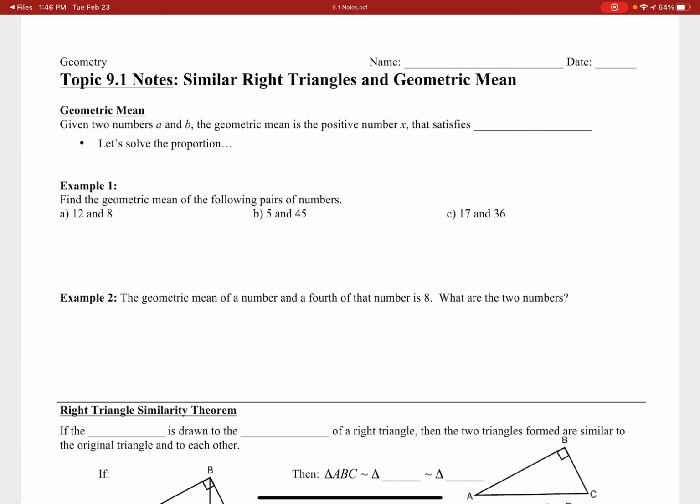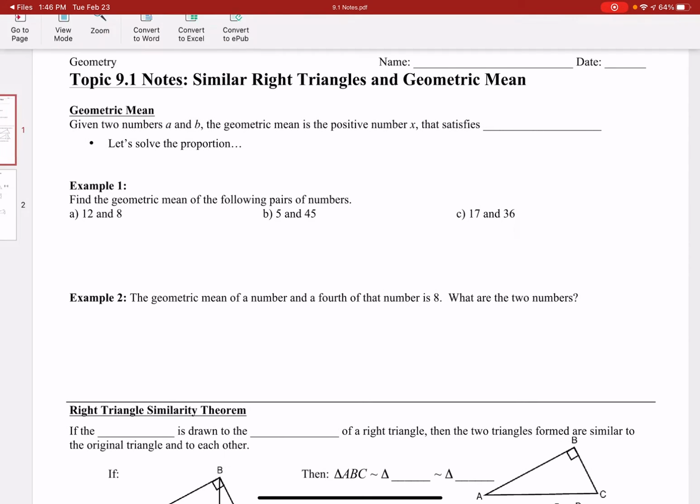Hey guys, so for today's Wednesday e-learning day, we're going to be starting topic 9. For topic 9, we're going to be looking at right triangles. And for 9.1, we're going to talk about similarity that happens between right triangles as well as something called geometric mean. So I have this lesson split up into two parts. The first part, geometric mean, will be pretty short, and then we're going to look at right triangle similarity.